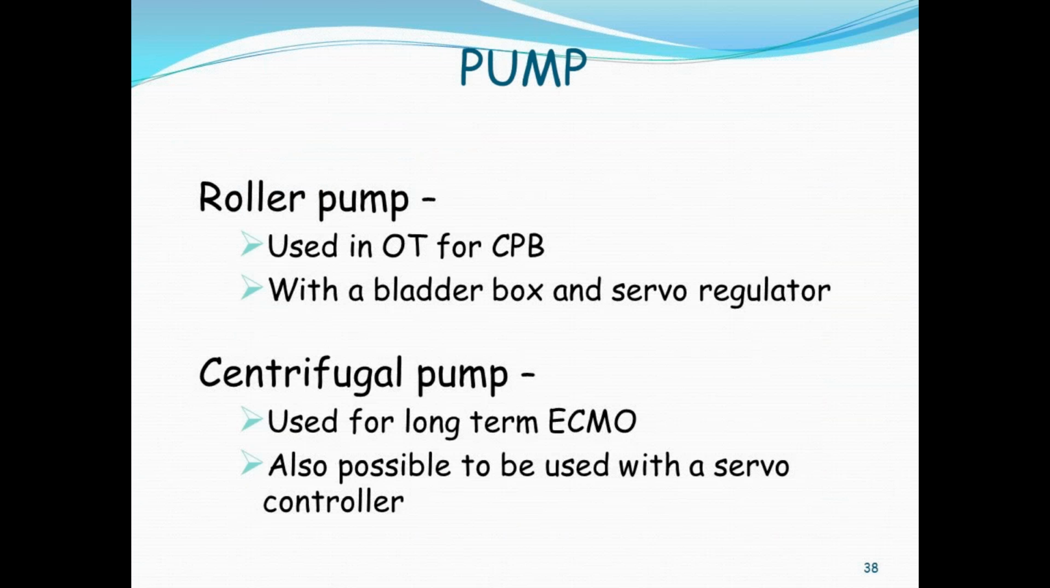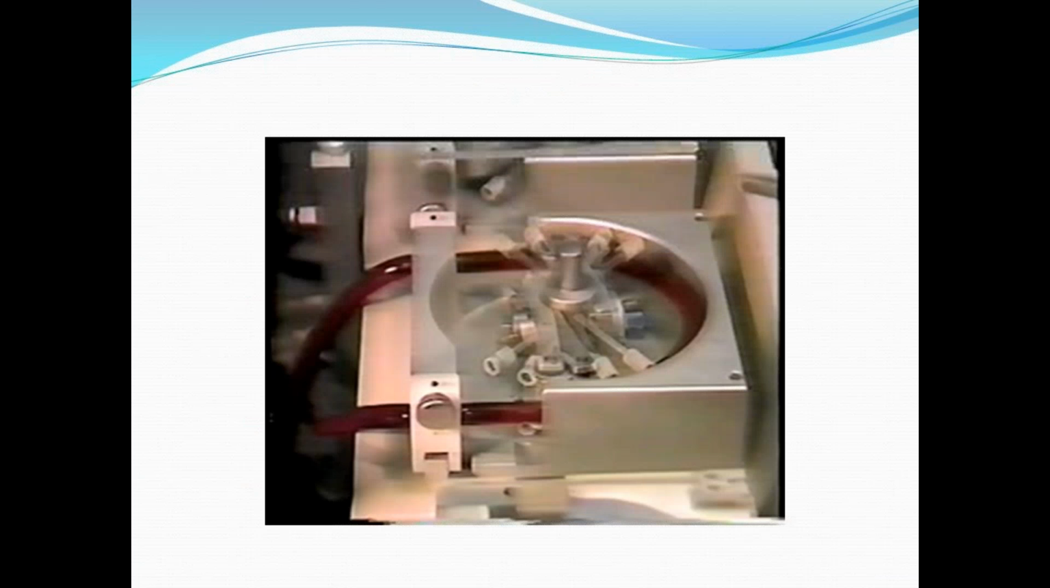Roller pump used to be in the OT with a dependence. What happens if there is a decrease in preload? It can suck the RA or IVC and can cause vascular damage. That's why you should have a bladder box or servo regulator, so that if the preload decreases, the machine stops and doesn't cause a suction effect. Centrifugal pump is used for long-term ECMO, and usually we don't require a servo controller for the centrifugal pump, because the flow will keep on changing depending on the preload and afterload.